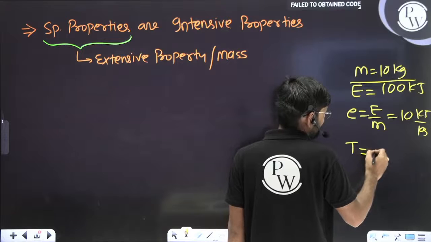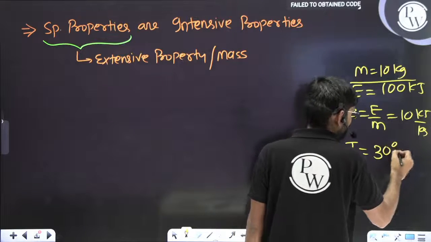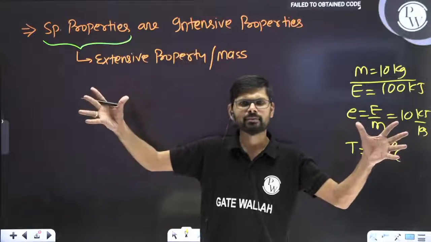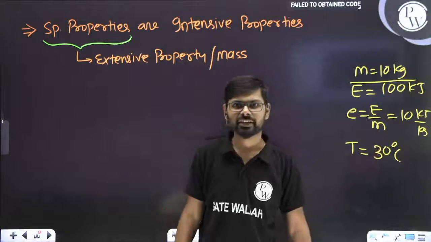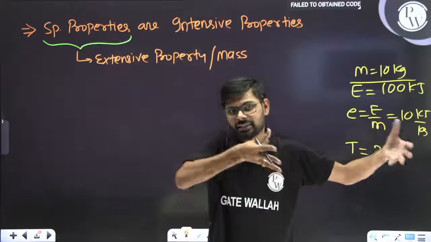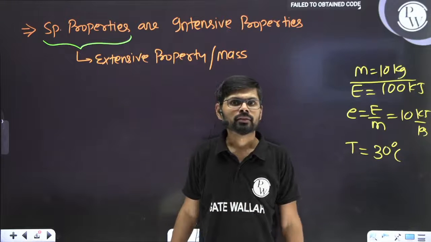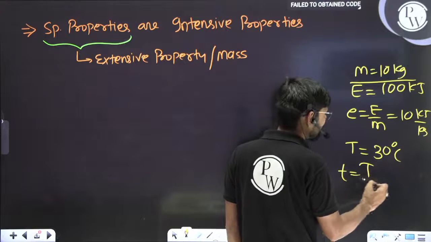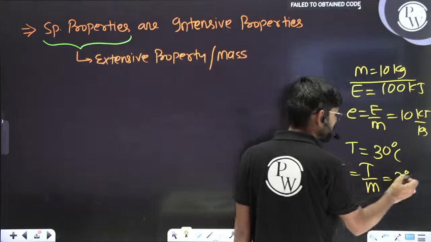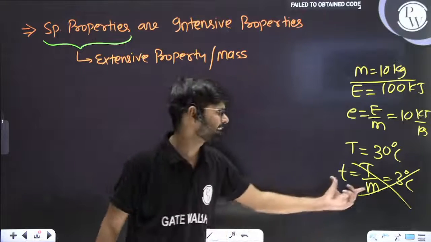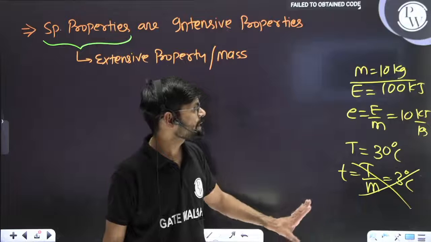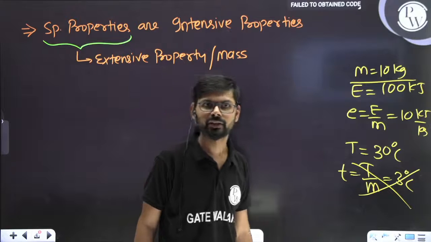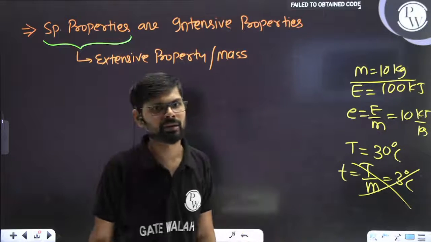But at the same time, let's say the mass is still 10 kg and the temperature is given as 30 degrees. That 10 kg mass is at 30 degrees. If you take out 1 kg, will the temperature change? No, temperature will not change. It is meaningless to define T by m, that is 3 degrees centigrade. It does not have any significance. So that's why we always define extensive property per unit mass. Clear? Extensive property per unit mass.